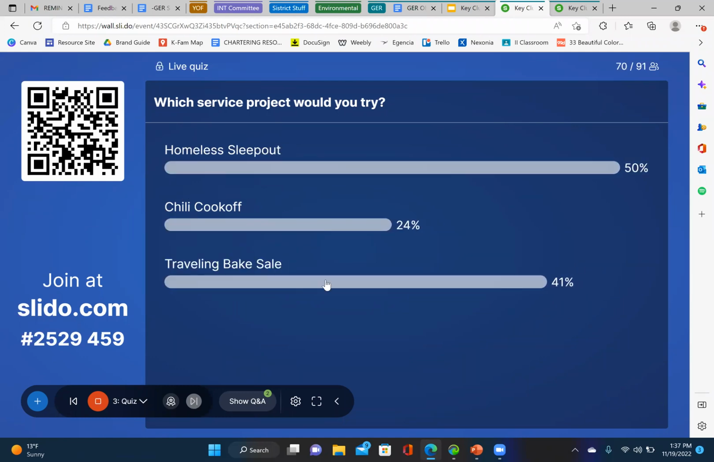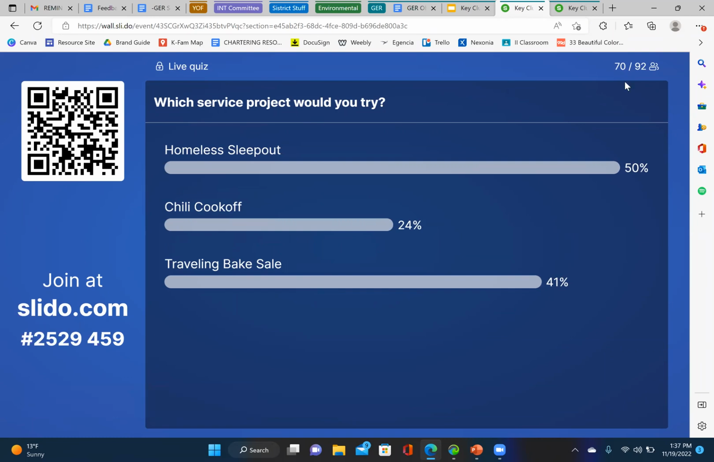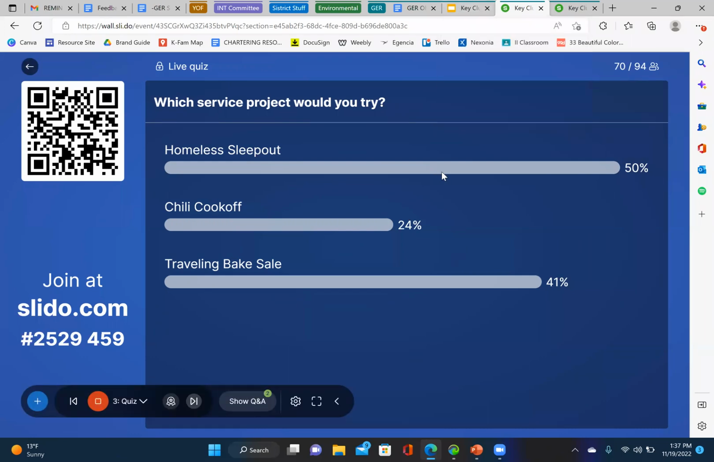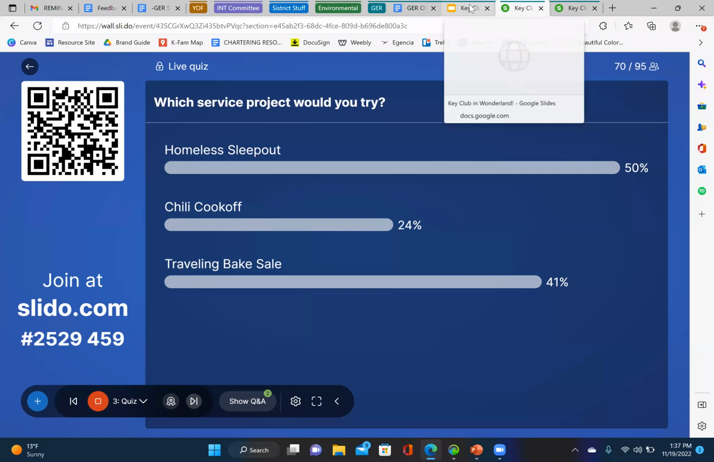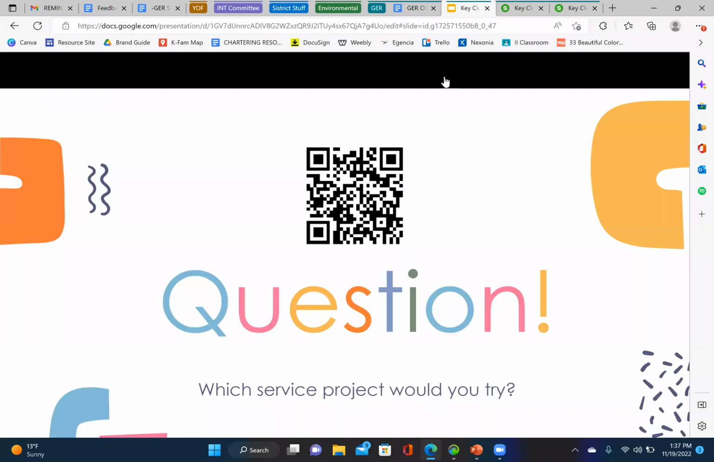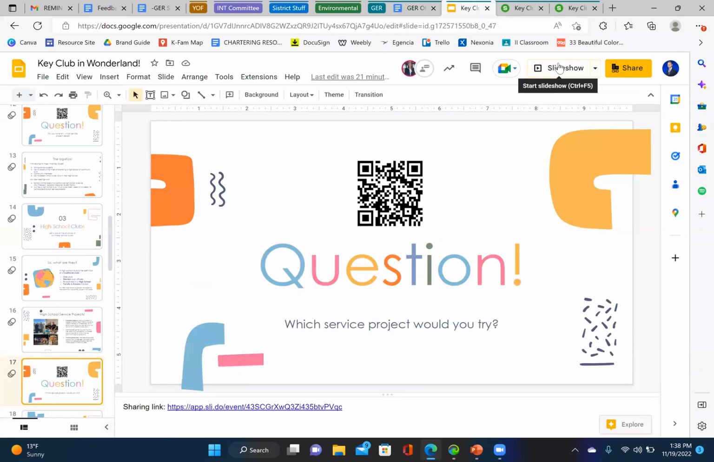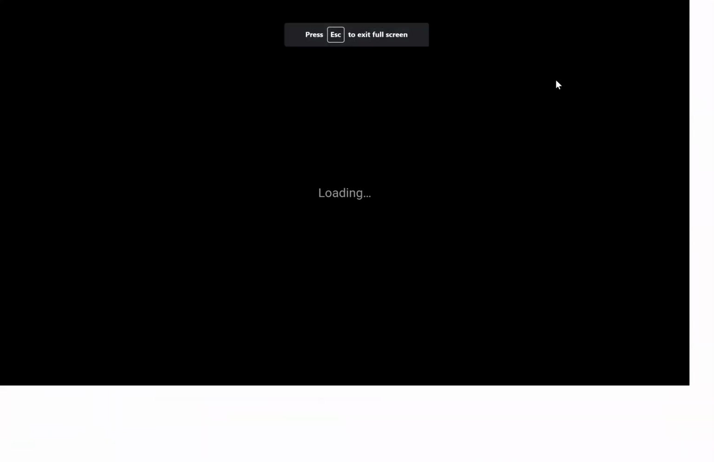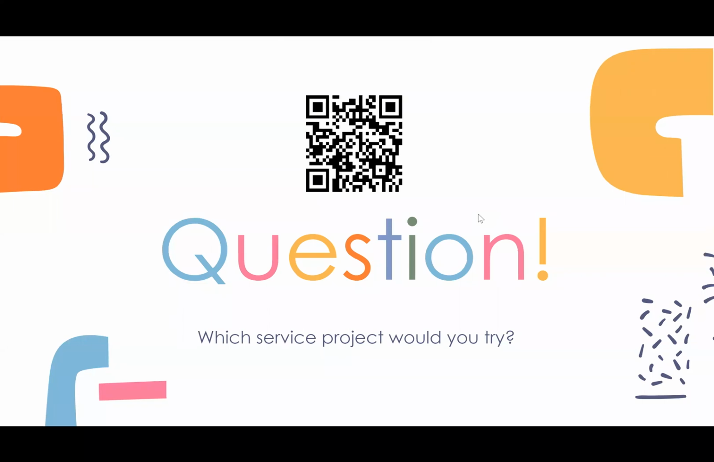So looks like a lot of people liked the homeless sleep out. That one is my personal favorite, except we do it in September, and in September in South Dakota, it's already about 40 or 50 degrees. So it's pretty cold, but it's all for the cause. I'm just thinking how that would fly in Eastern Canada. It would be freezing out. Oh my gosh. Yeah.